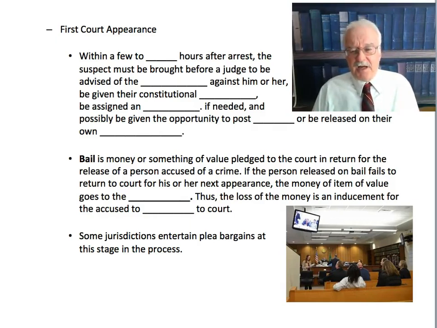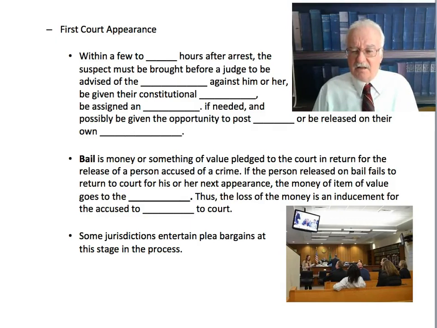So at this first appearance, the judge is going to make sure that the person arrested knows what the charges are against him or her. They're going to be given their constitutional rights, right to remain silent, right to have an attorney. They're also going to be assigned an attorney if needed.